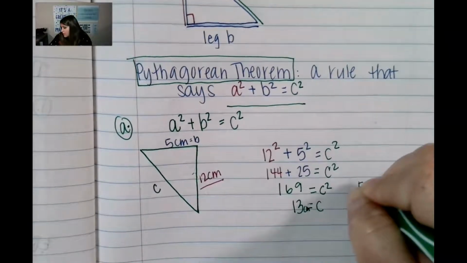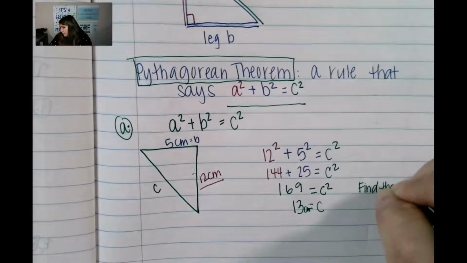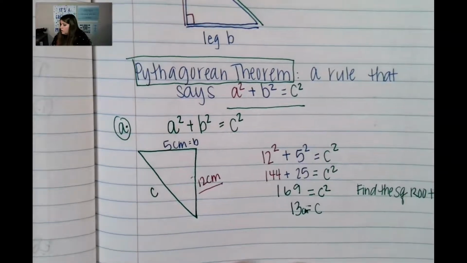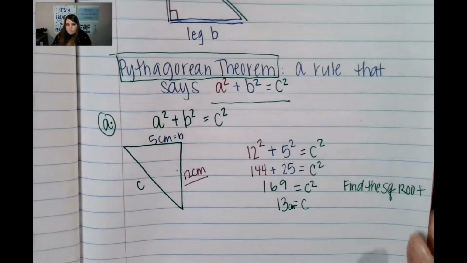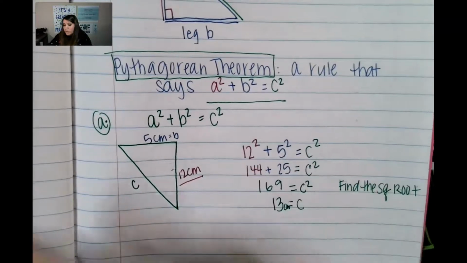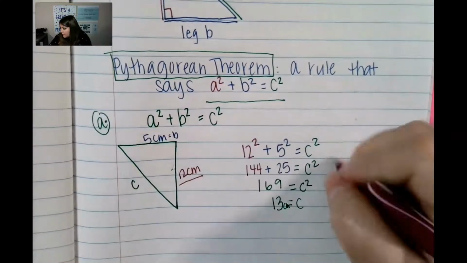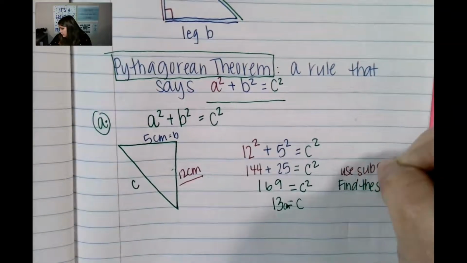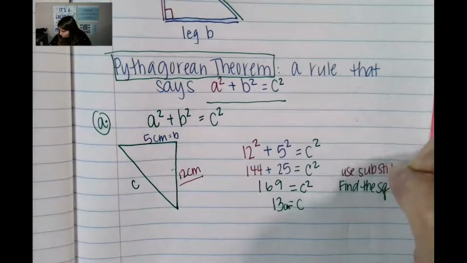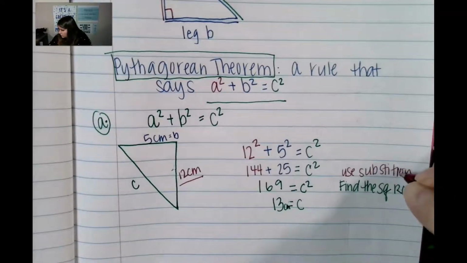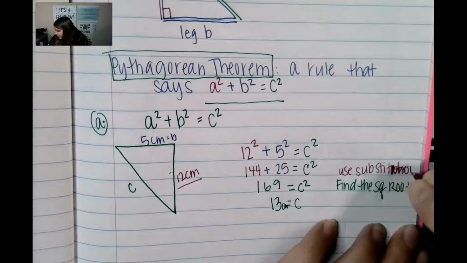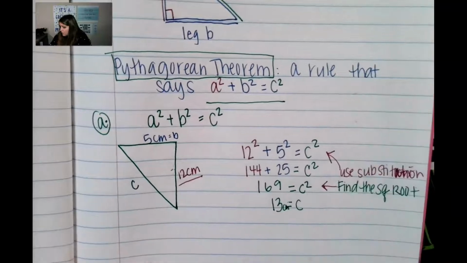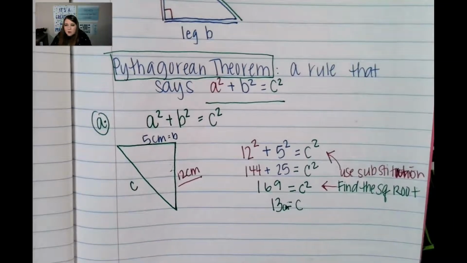So here we're just going to write that out. Find the square root. Up here, we use substitution, so we can add that in there. Use substitution. Oh, I didn't spell it right. All right, so we substitute, then we find the square root, and we solve.